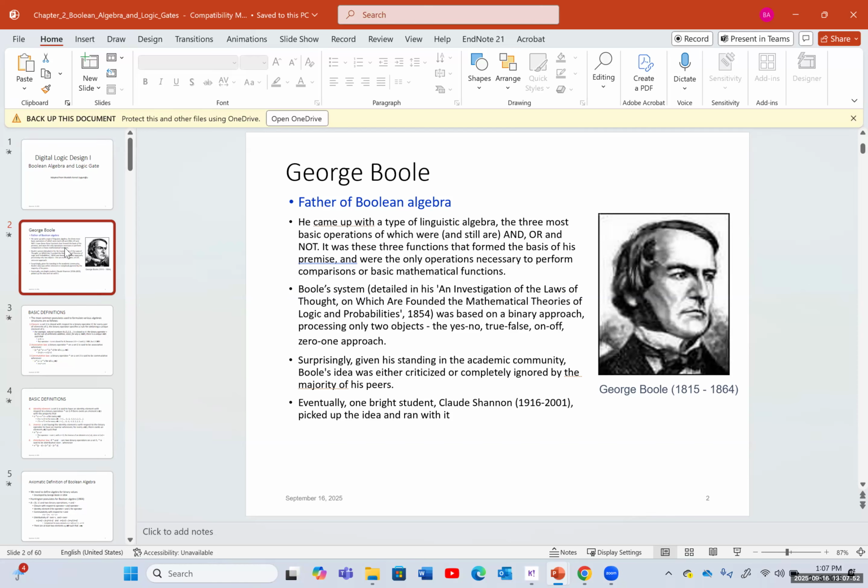Initially, he was ignored by a majority of his peers, but finally, Claude Shannon, who was working on his master's degree, expanded on the idea of Boolean algebra. He was a genius who came up with a lot of theories that we have in communication systems as well.